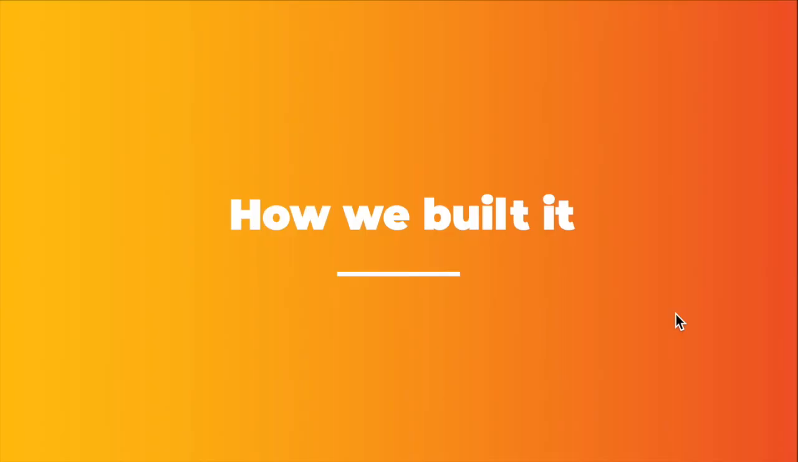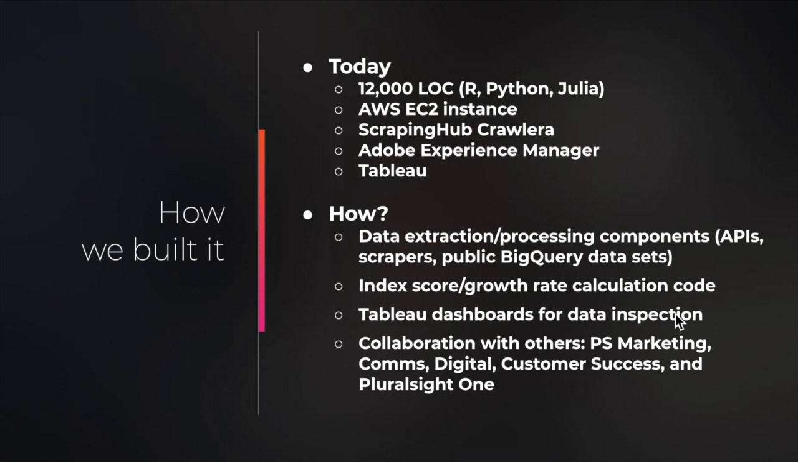All right, so how we built it. Again, this is the 10,000 foot view. Three years ago to today, I started out in R, since my first language is R, and most of the code is still in R. About 10,000 of the 12,000 lines of code are in R. There are 1,000 lines in Python and 1,000 lines in Julia. Julia is the most recent; I wrote our Reddit data extraction and processing module in Julia.